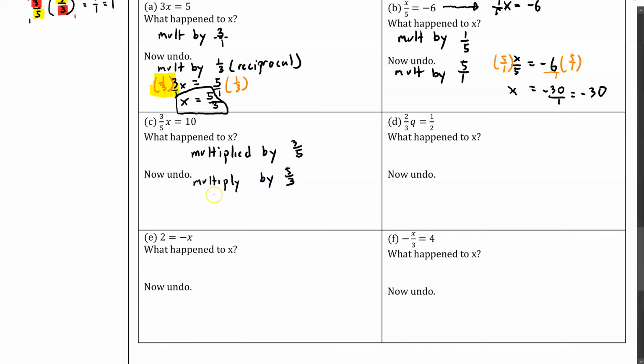So the original problem is 3/5x equals 10. The inverse operation is to multiply by 5/3. So we do that to both sides. And since I have a fraction times a whole number, let's convert the whole number into a fraction by putting it over 1. On the left-hand side, number times its reciprocal will reduce to 1. So all we're left with is x is equal to, on the right-hand side, 10 times 5 is 50 in the numerator, and in the denominator, 1 times 3 is 3.